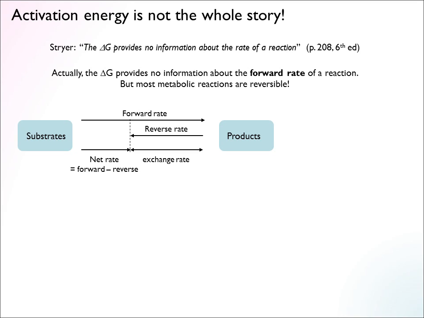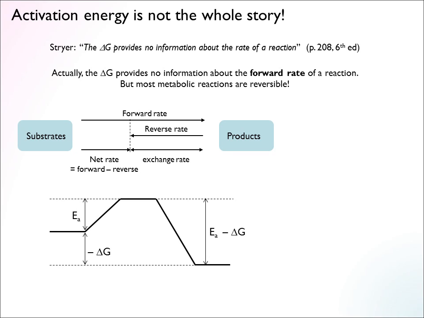And what we're usually interested in metabolism is the net rate, which is the difference of the forward minus reverse. So in the end, where is the net flux through the reaction going to go? Is it going to go forward or backward, and how fast? And then there's this exchange rate, that is the amount of flux that is just going back and forth between substrates and products. So that's a reversible reaction, and you can think of it as two reactions on top of each other, the forward and the reverse. So what does this mean now for the energetics? Well, if we draw this diagram again, if we think about the forward reaction, it's what we said before.